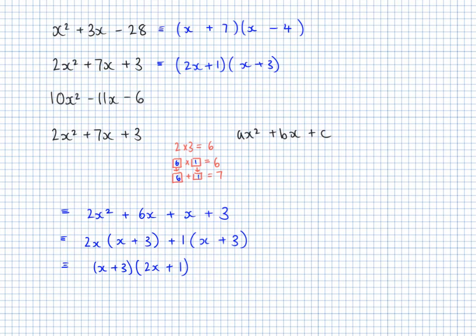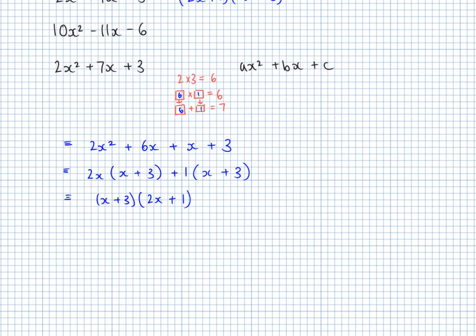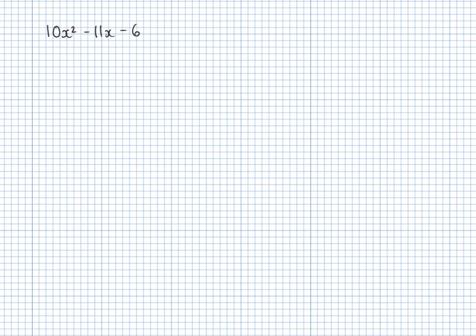Okay, now the third one, let's do the third one, and we're going to use the same method for this one, where we are going to multiply the a and the c. So this time 10 times negative 6. Okay, so I'll do that in a different color. So we have 10 times negative 6 gives me negative 60.